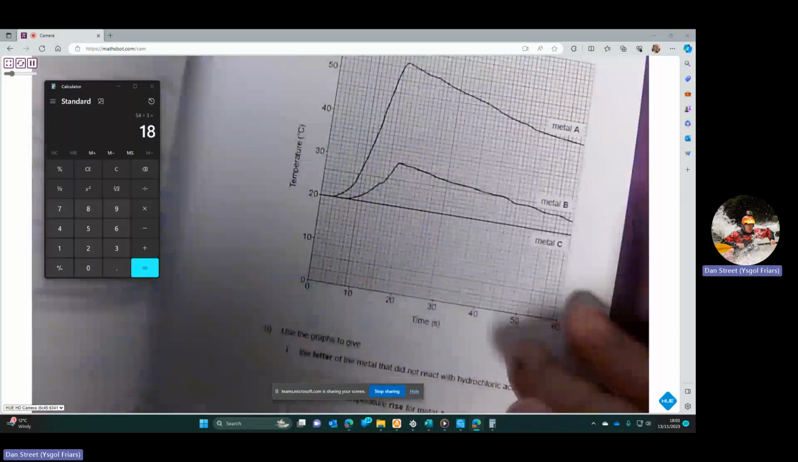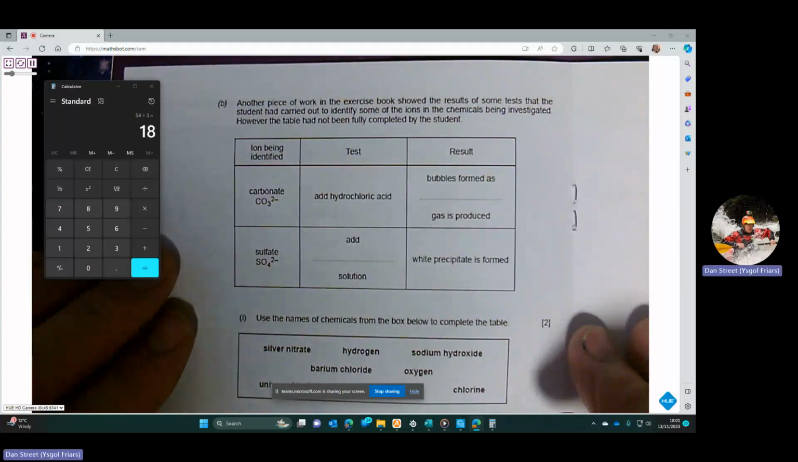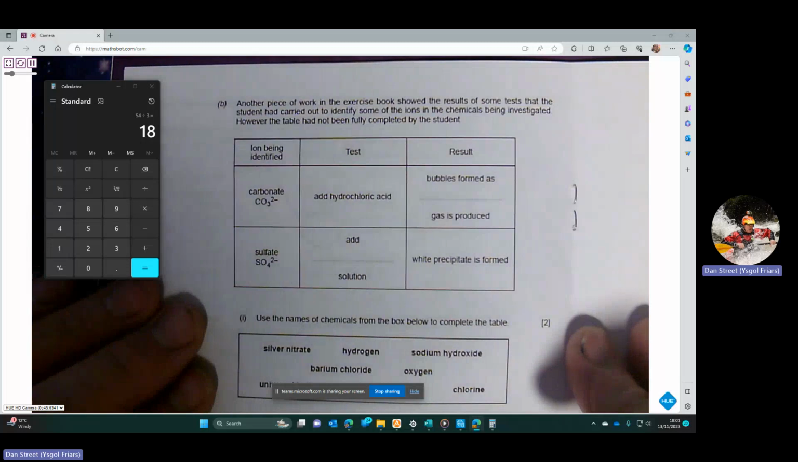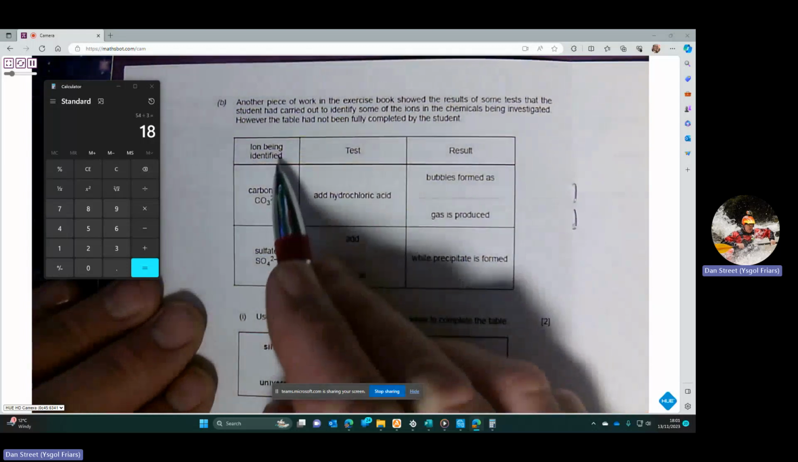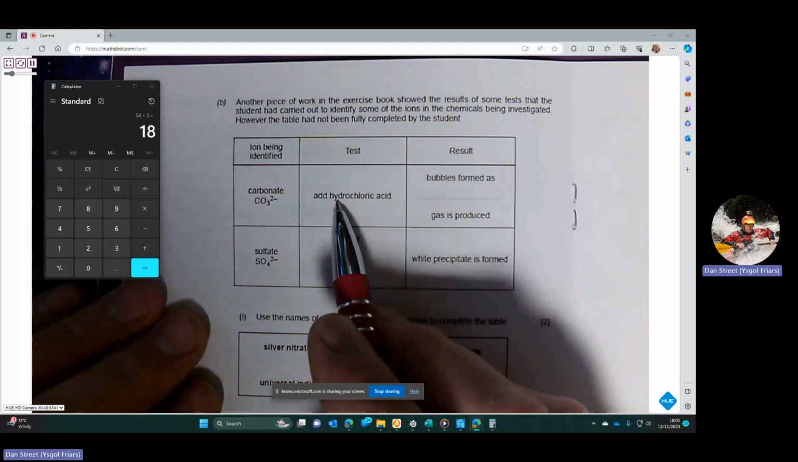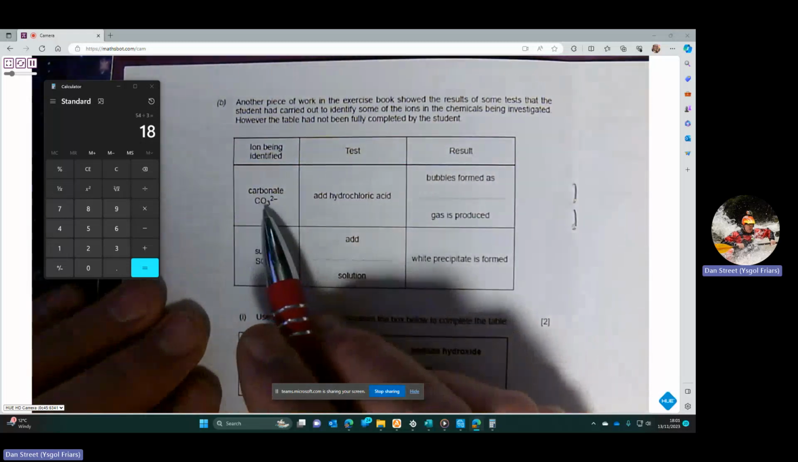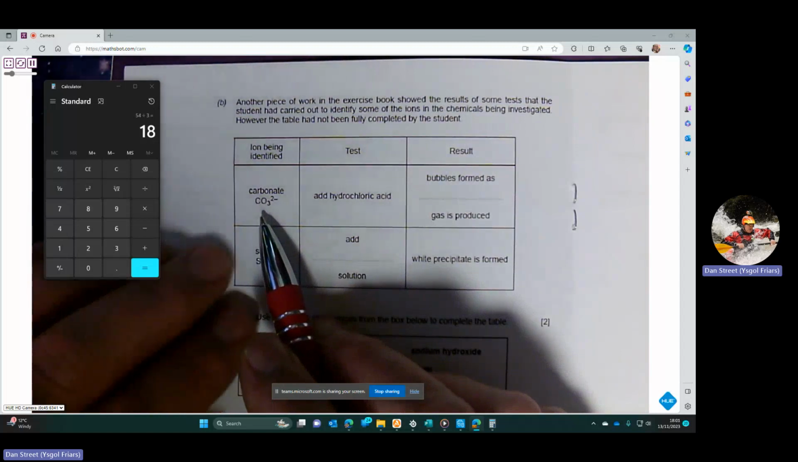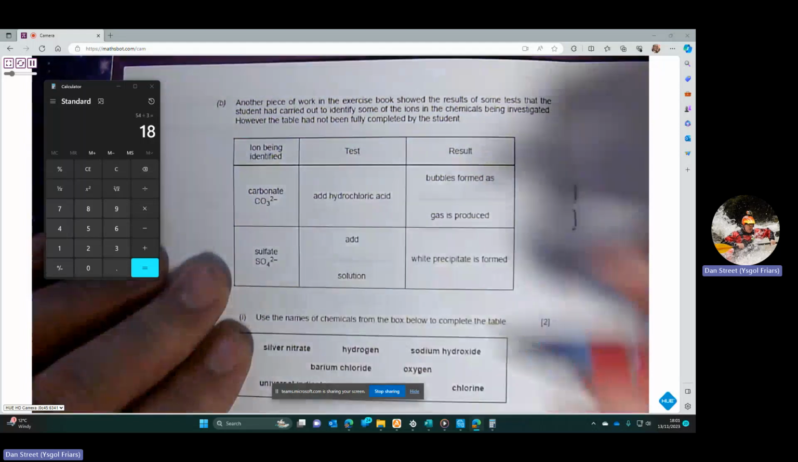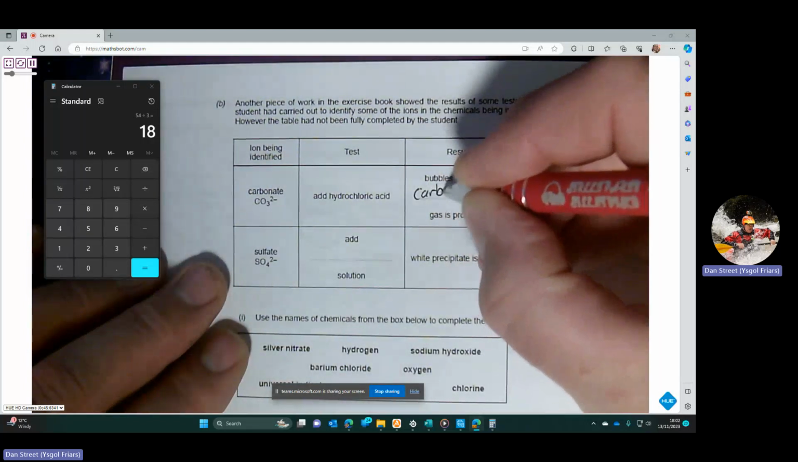Okay. So moving on, this is a big question, this one. Another piece of work in the exercise book showed the results of some tests that the student had carried out to identify some of the ions in the chemicals being investigated. However, the table has not been fully completed by the student. So ion being identified, so carbonate ions, we add hydrochloric acid, and we expect to see bubbles formed as carbon dioxide. The CO3 2- ion is almost carbon dioxide, just with an additional oxygen atom, which goes on to become part of the water in chemical reactions. So this is carbon dioxide, which you are familiar with.